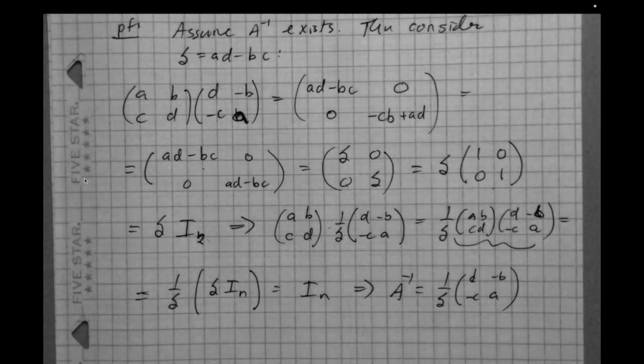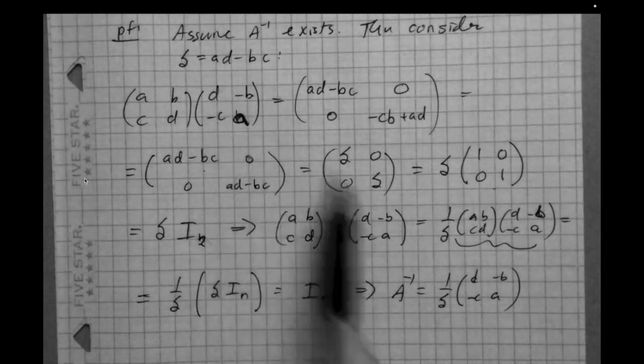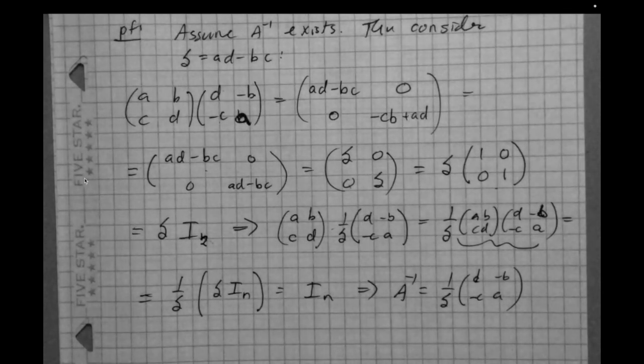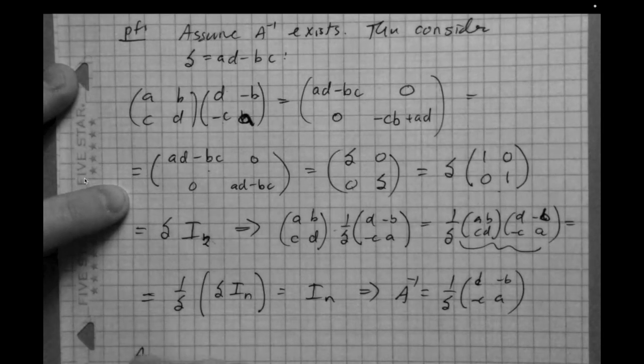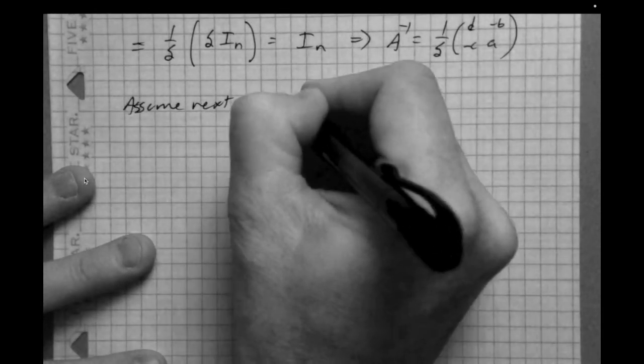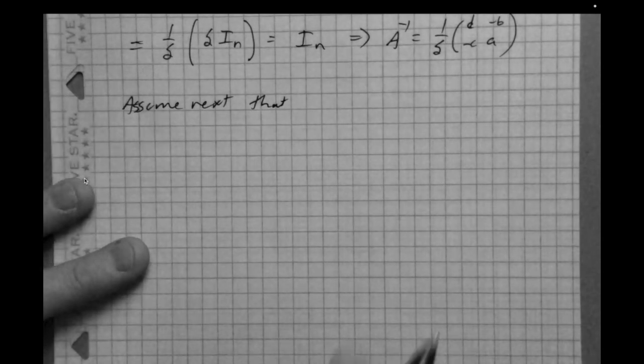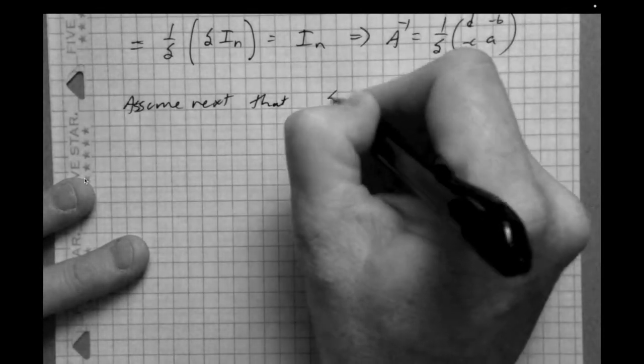It'll have to have this form, won't it? We know also that the inverse is unique, so there isn't some other way to convert these numbers to get to the identity. This is the only way. Okay. Now the other direction. Let's assume next that the delta is 0.